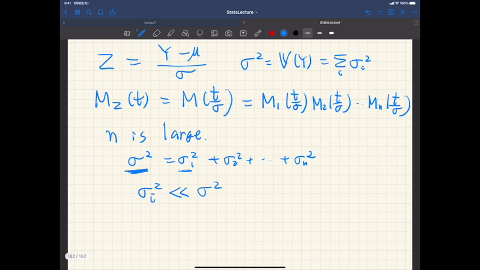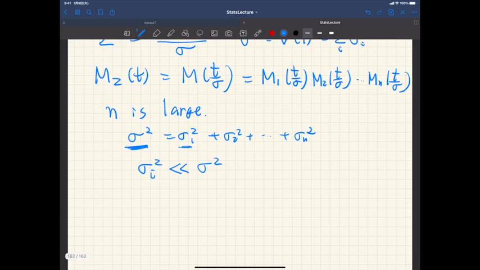Right? So, let's expand each of these moment generating functions in Taylor series. So in general, we have M_i(t over sigma), expand around t equal to 0, okay? Around t equal to 0. So when t is 0, the moment generating function has the value of 1. So this is 1, okay?